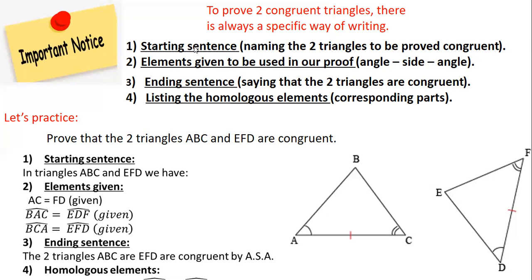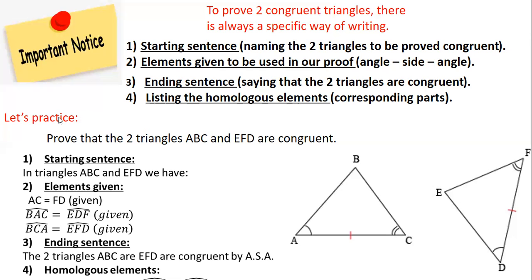So we have a starting sentence, we have the elements in our proof, and we have an ending sentence saying that the two triangles are congruent. This is the conclusion of our proof. After we finish, step number 4, we should list the homologous elements, or the corresponding parts, or the equal parts in both triangles. Now, I will apply directly with you a question following each step.